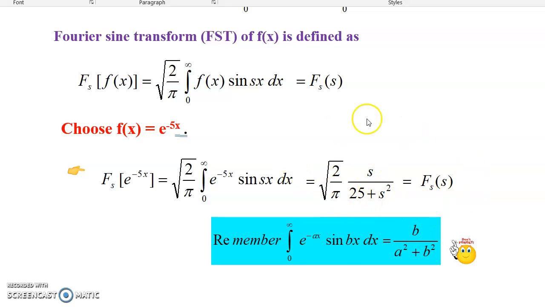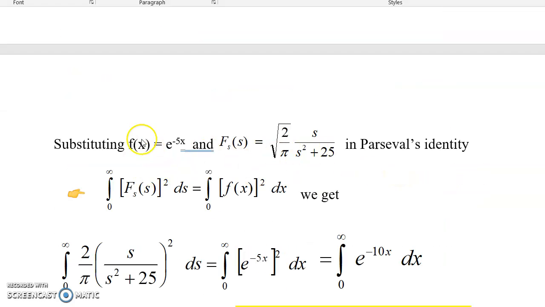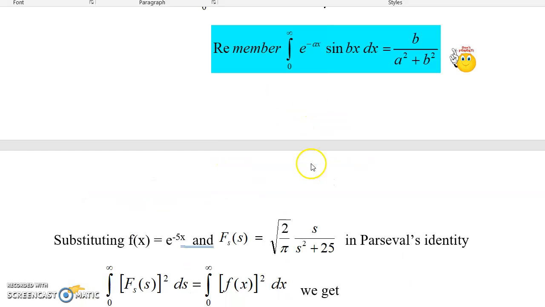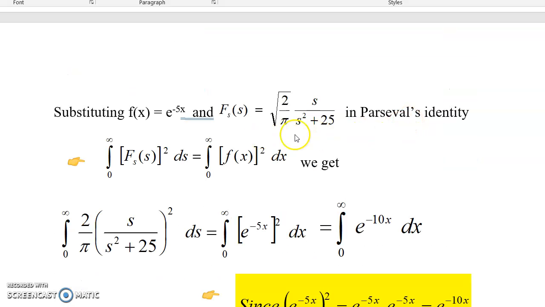So look at this answer. You have a function of s. So always for Fourier sine transforms, the final answer will be in terms of s. That is the output. So these two we have got now. This is the input function, e power minus 5x, for which, when we take the Fourier sine transform, this is the output function, root of 2 by pi times s by s squared plus 25. This is the answer of the Fourier sine transform we are taking and writing here.